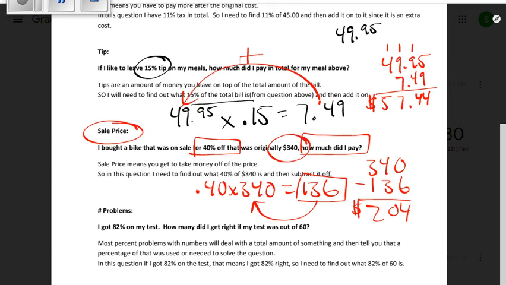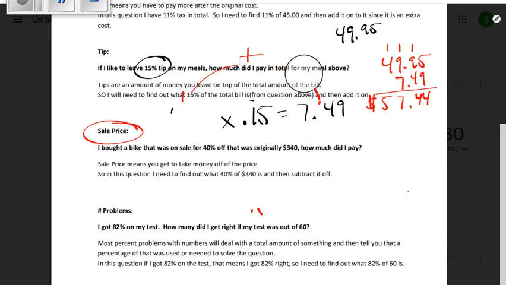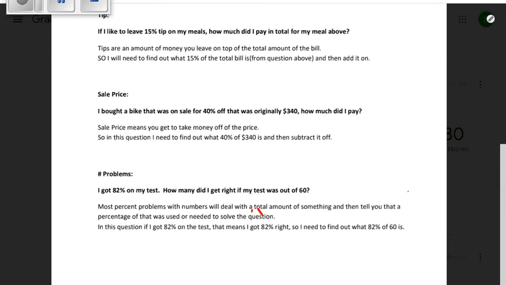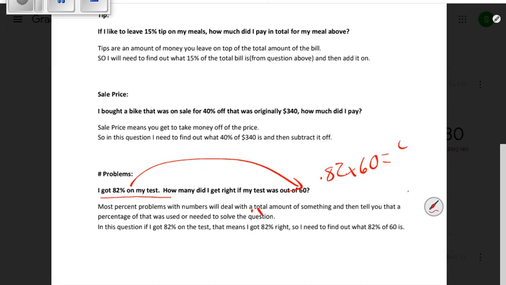Cool. Let's quickly rip through this next one. You can see that every single question that I do is changing something to a decimal and multiplying. You're going to get stuff like this. I got 82% on the test. How many did I get right if my test was out of 60? So what I have to do is find out what is 82% of 60. So 0.82 times 60, and I get 49.2, or I'd round it, I got 49 right. So I got 49 out of 60.